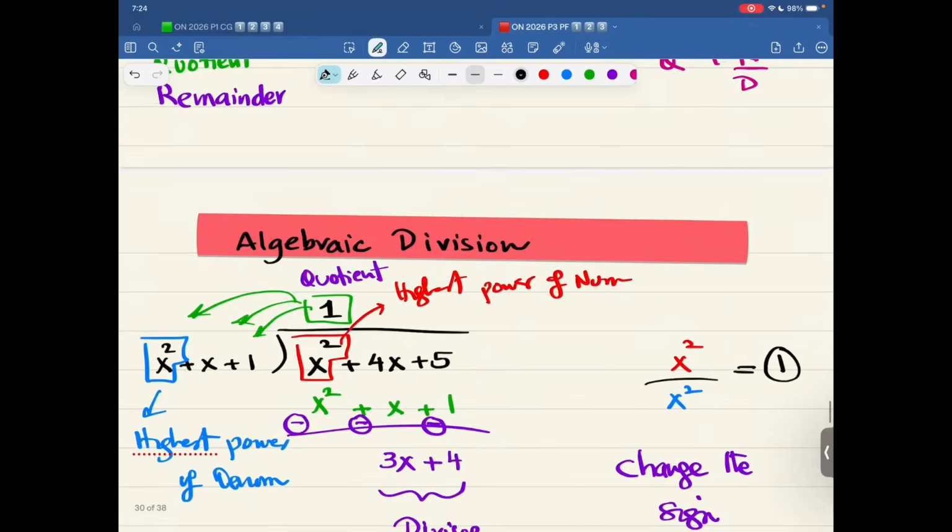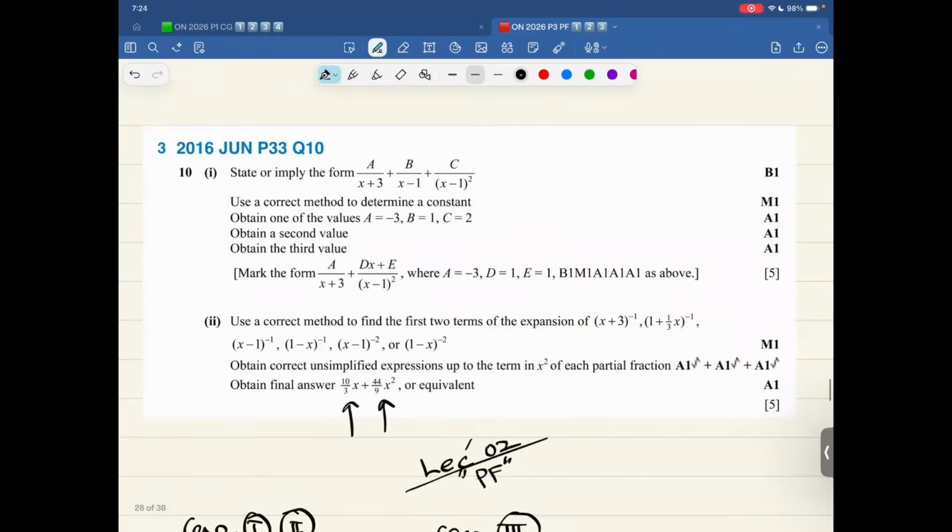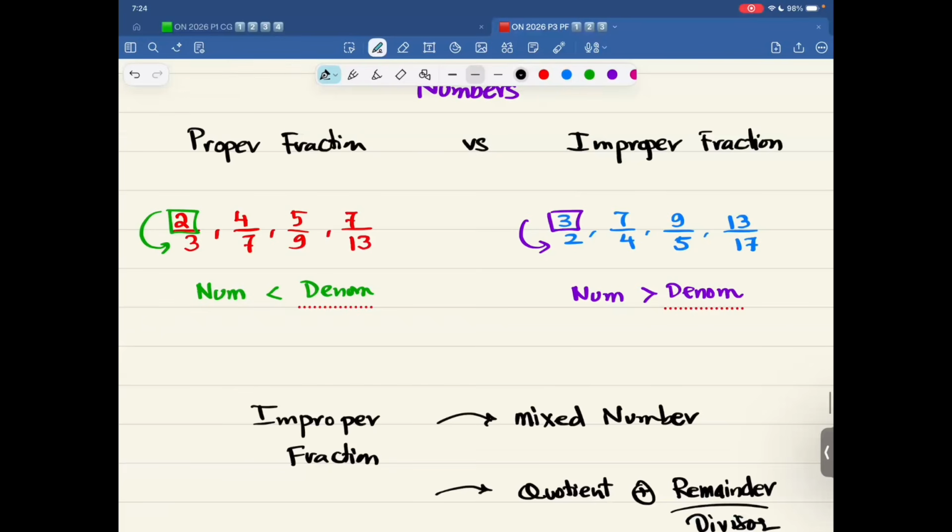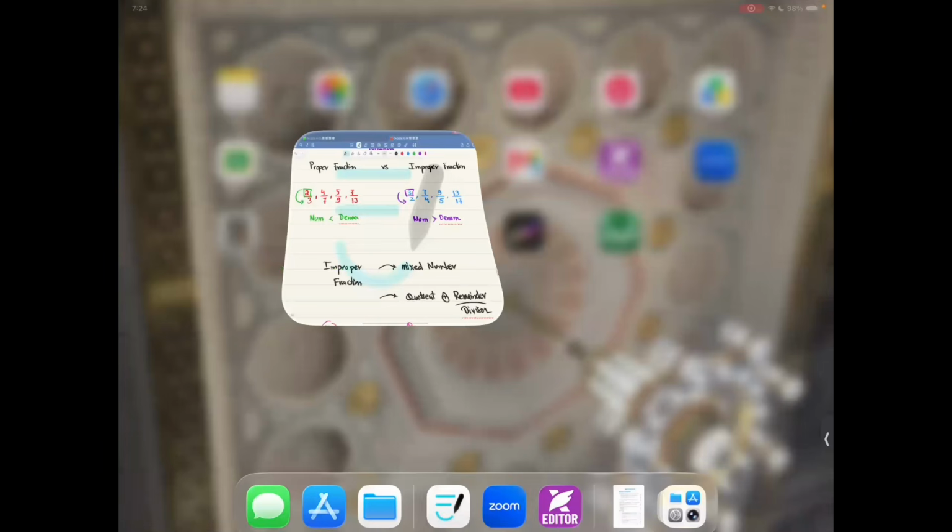Let me share these images with you. These three images, actually these two images. I want you to first copy it down and then we will continue.